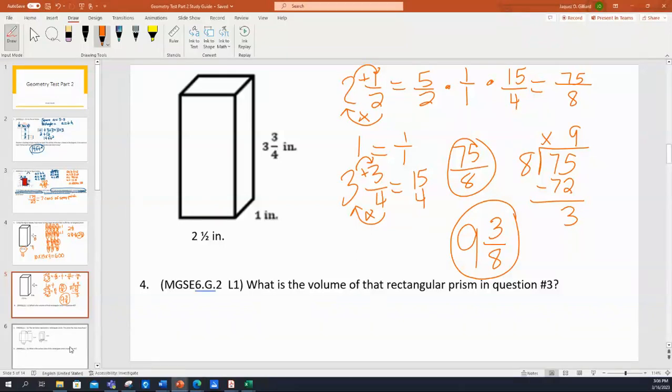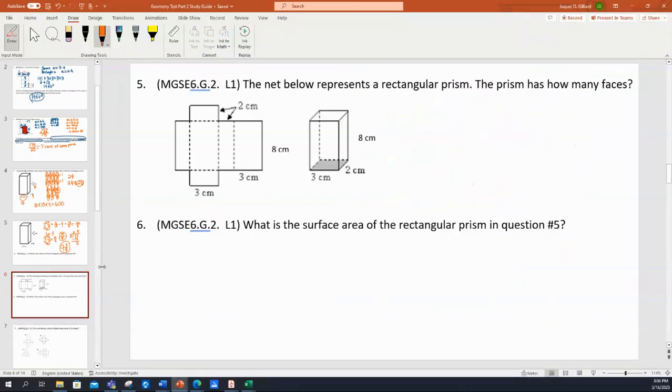All right. So let's look at number 5 and number 6. Okay. So number 5 says the net below represents a rectangular prism. The prism has how many faces?